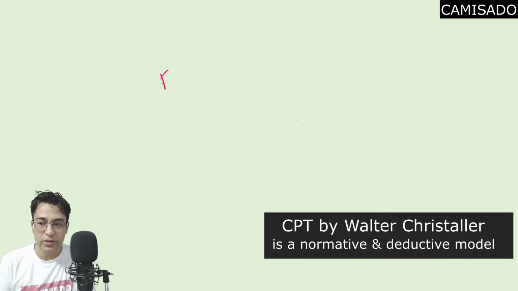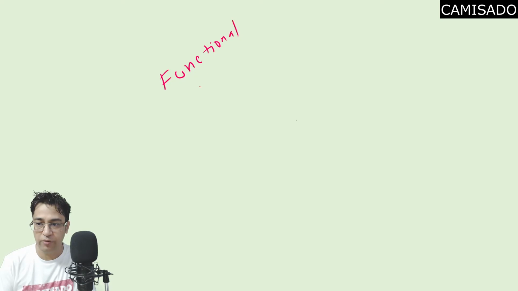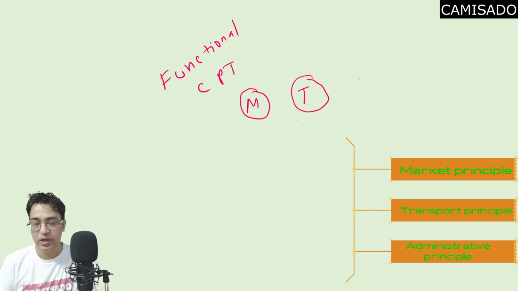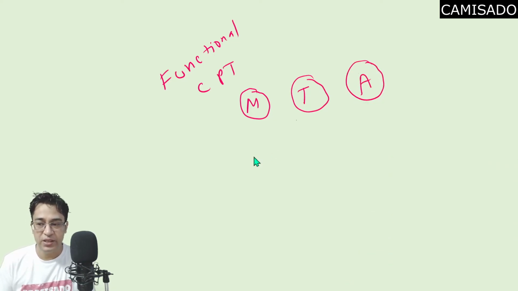So now let us look at the functional basis of the CPT. In the functional basis, Christaller has talked about the marketing principle, the traffic principle, and also the administrative principle. And in these he has talked about a constant called K. K here denotes the centrality or the potential to serve. I will explain this in detail in just a while. So let us look at all these one by one.